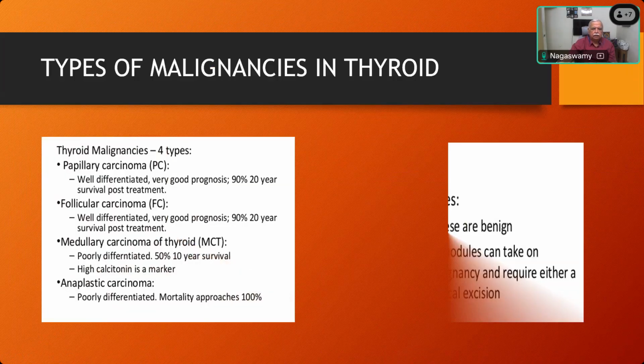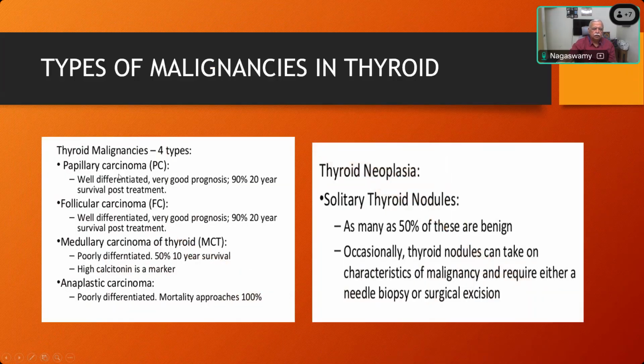Thyroid malignancies. What are all the types of malignancies you can get? You can get the papillary carcinoma, follicular, medullary, and anaplastic. Of this, papillary carries the best result, 90% 20-year survival. So if identified, better to do total thyroidectomy as early as possible.